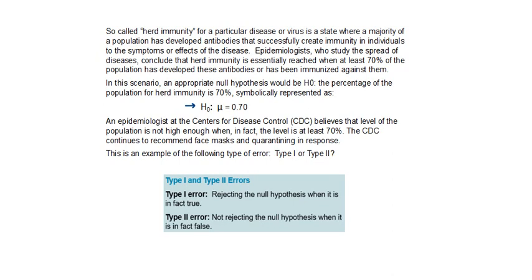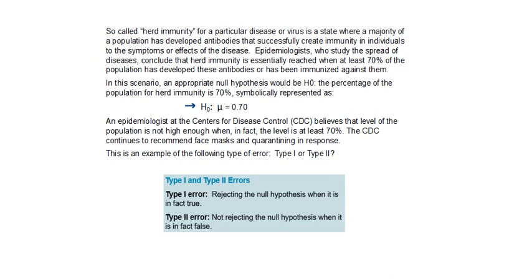So an epidemiologist at the CDC, Centers for Disease Control, believes that the level of population immunity is not high enough, when in fact the level is at least 70%. Based on this, the CDC continues to recommend face masks and quarantining in response. This is an example of which of the following types of errors, type 1 or type 2?